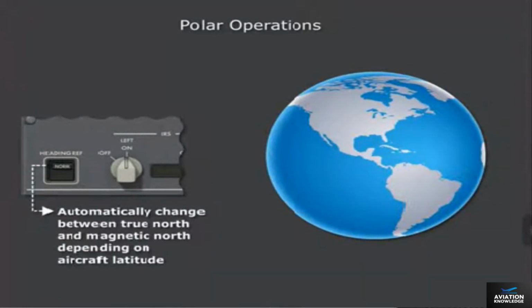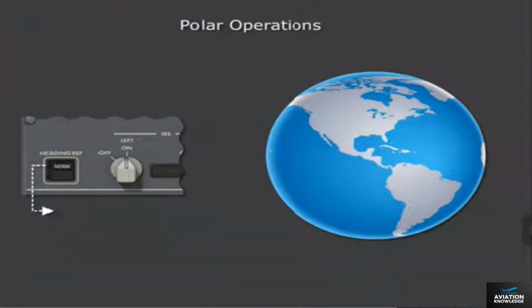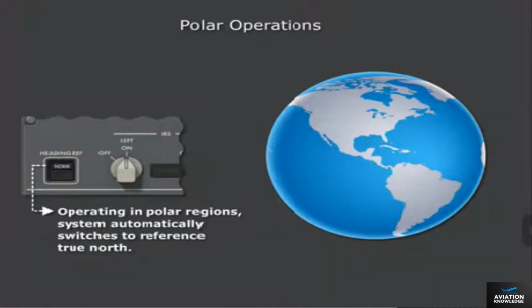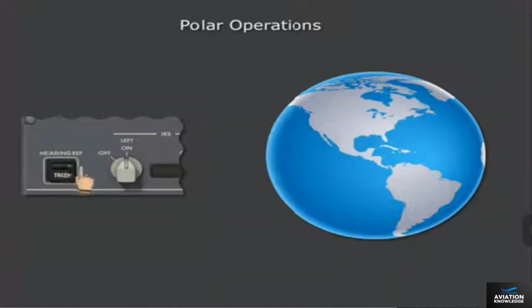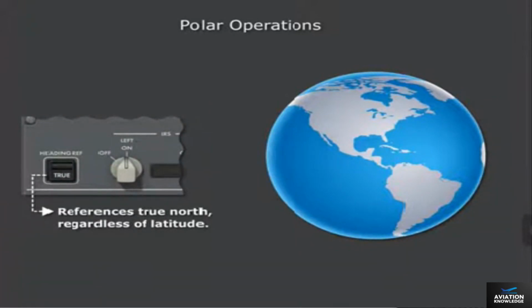In normal, the aircraft will automatically change between true north and magnetic north reference depending on aircraft latitude. When operating in polar regions, the system automatically switches to reference true north. Pressing the heading reference switch illuminates true and causes the system to reference true north regardless of latitude.